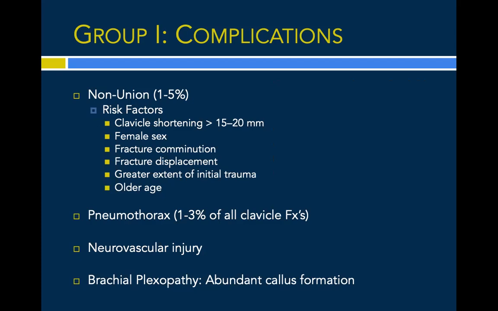Pneumothorax can occur. We see this in about 1 to 3% of all clavicle fractures, as well as neurovascular injury, again, to the subclavian structures. And then brachial plexopathy, this is actually caused by abundant callus formation. You think of those newborn clavicle fractures during birth, they create so much callus that they'll often present with a quote tumor and loss of use of that upper extremity. So the callus can cause a plexopathy.